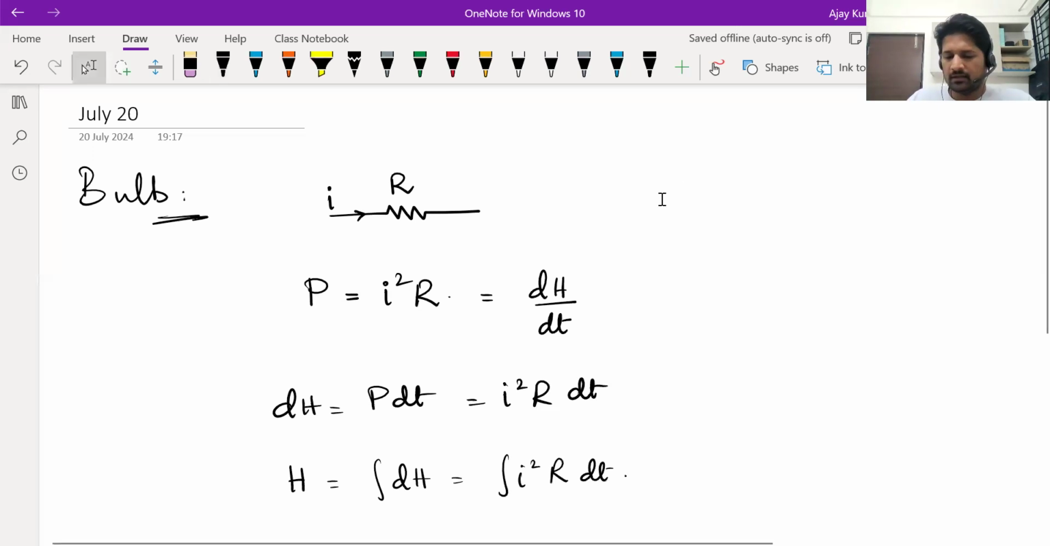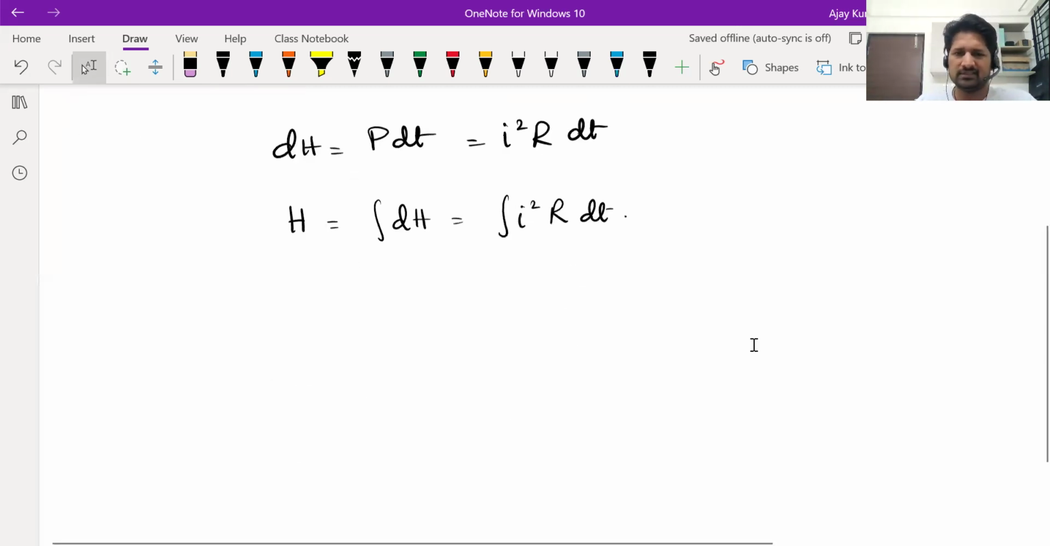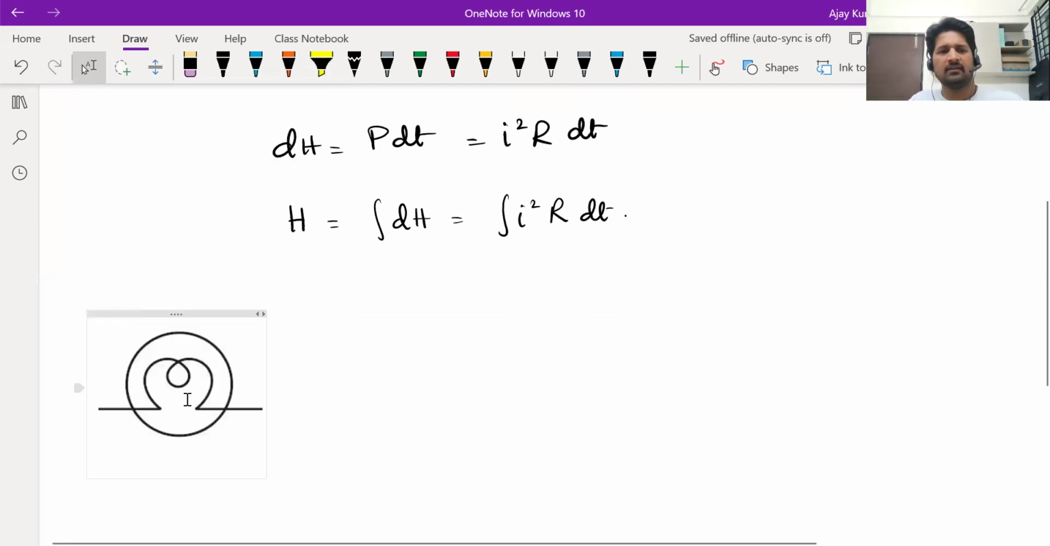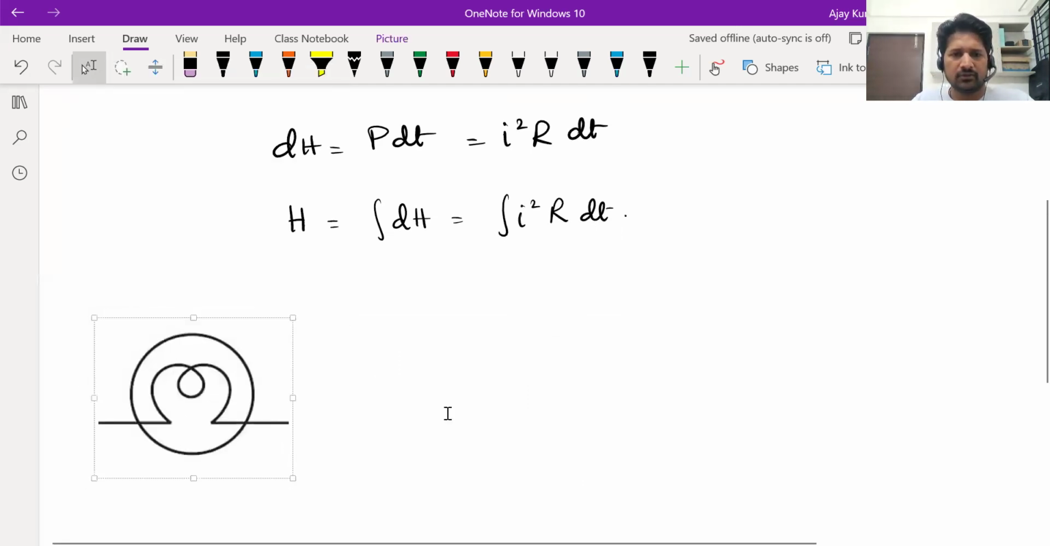Fine. So basically a bulb works based on this idea itself. When current passes through a resistance, heat is generated. And we discussed this in the last class, or the class before this. Bulb is basically a resistance. Fine. This is the standard circuit symbol for a bulb.